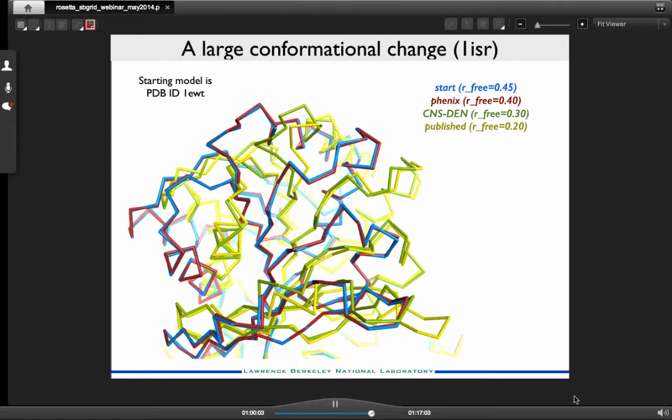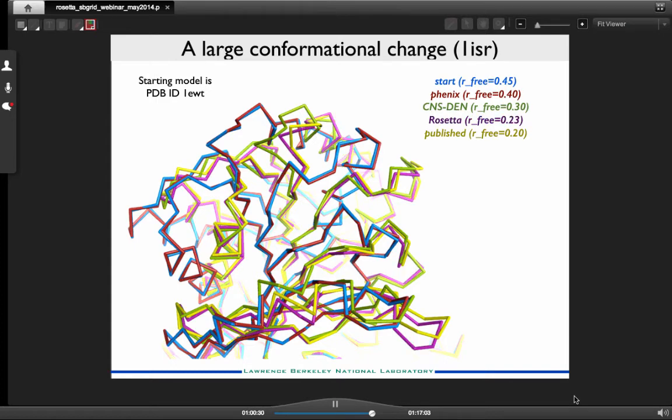method. And so here I'm comparing the starting model and the Phenix model in blue and red, and those are almost identical, basically. And then I've shown in this slide the CNS model and the published model, and you can see that you have to have a rotation of several degrees to move this domain into the right place. The CNS model has moved a fair distance. There's still some local errors, but the R-free is still 10% higher.